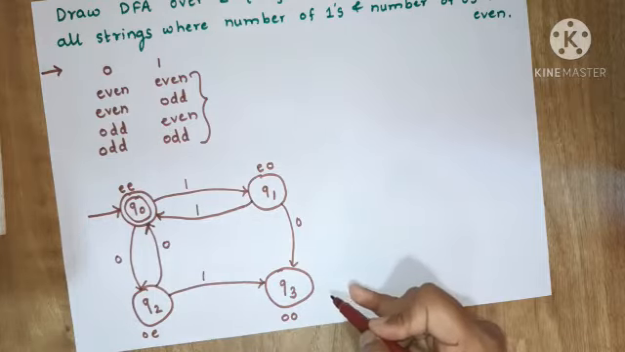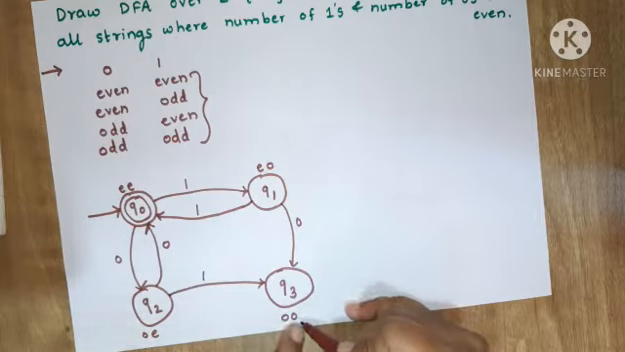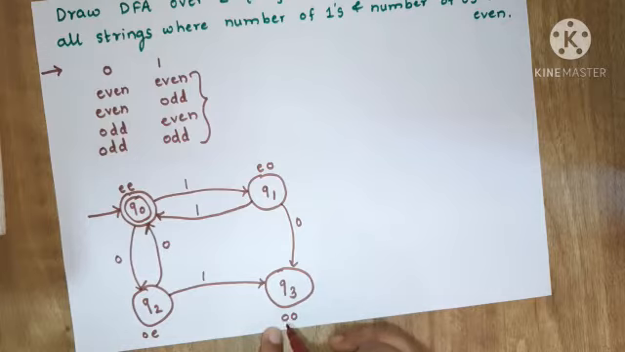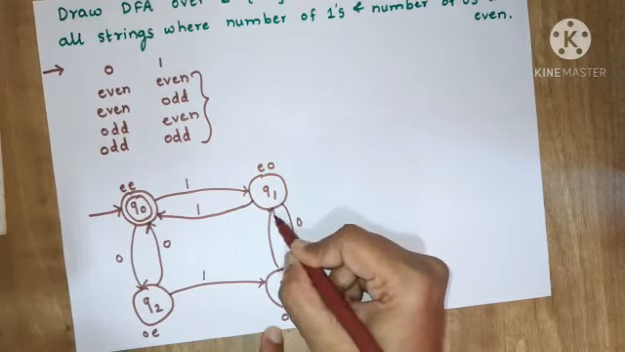Now for Q3. So Q3 state is representing what? Odd number of zeros and odd number of ones. So here in Q3 state, if I get one more 0, my zeros will become even, because already the zeros are odd. So my zeros will become even and the number of ones are odd. So for 0, I will go to even odd.